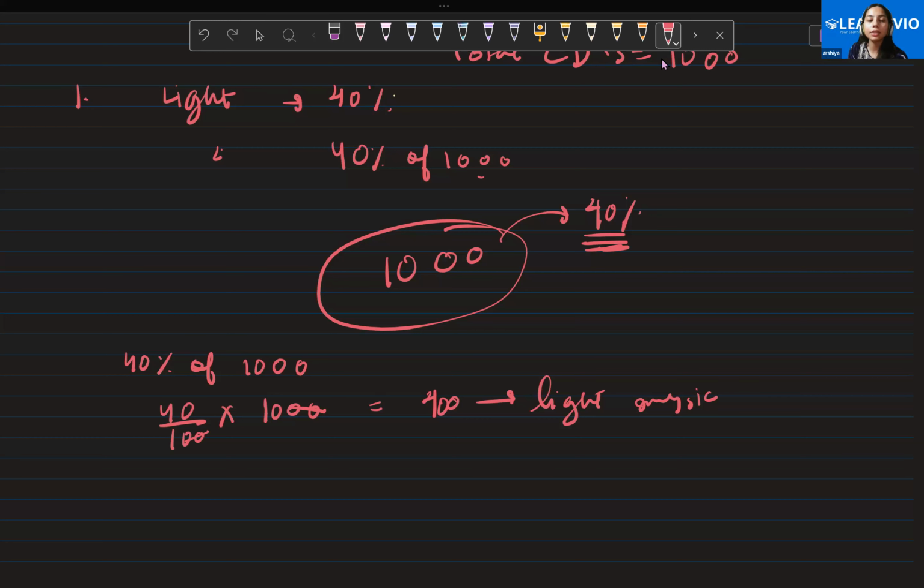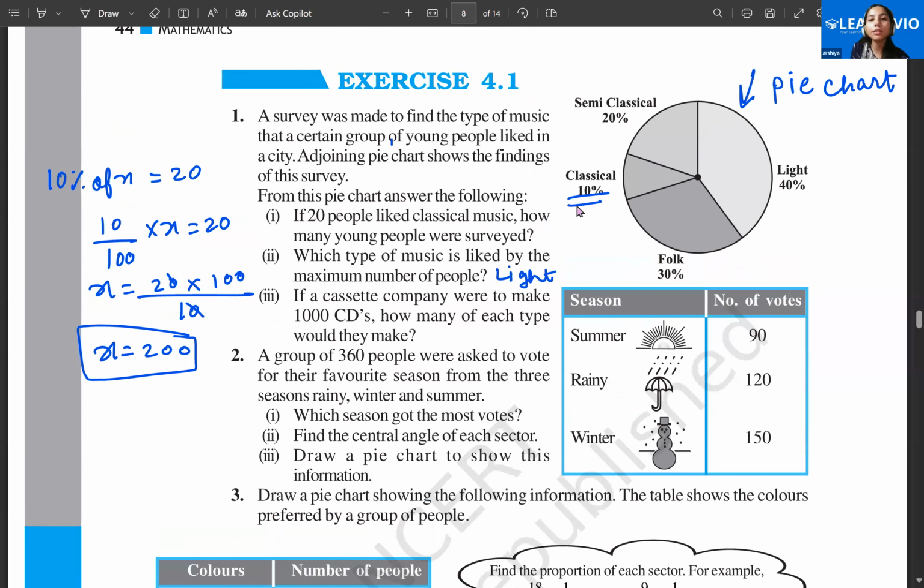Now next, for classical, let me write it in this. So light will have 400 CDs. Similarly, this will have 300 CDs. This will have 200, and this will have 100. Okay, same calculation. Do we need to write the calculations for all of them? Yes.